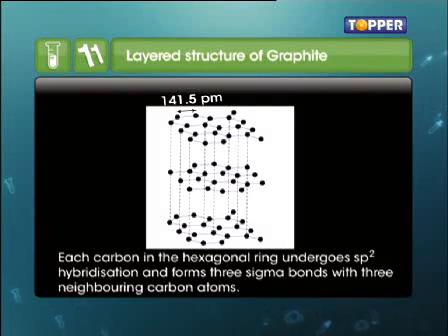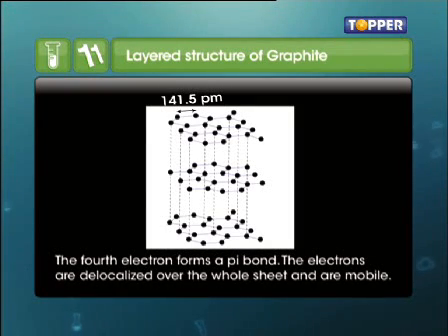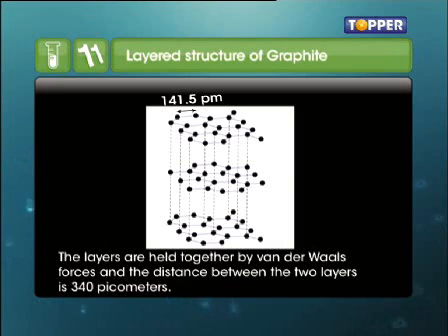Each carbon in the hexagonal ring undergoes sp2 hybridization and forms 3 sigma bonds with 3 neighboring carbon atoms. The fourth electron forms a pi bond. The electrons are delocalized over the whole sheet and are mobile. The layers are held together by van der Waals forces and the distance between two layers is 340 picometers.